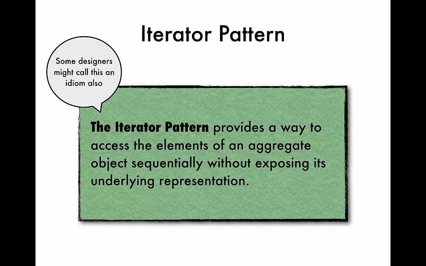The iterator pattern provides a way to access the elements of an aggregate object sequentially without exposing its underlying representation. An aggregate object is a collection, like a list, a set, a map, or a queue. This description says that the iterator pattern allows you to iterate through the elements of a collection sequentially without requiring that the client who uses the iterator know what type of collection is being iterated over. Typically, the client will know this information, but that's not because the iterator itself is revealing it.